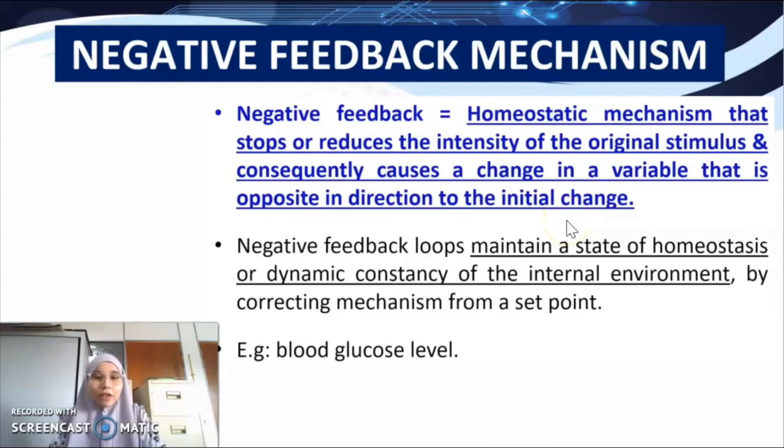For example, if our body temperature increases above the normal body temperature, our body will undergo a negative feedback mechanism to reduce the body temperature back to the normal level. If our body temperature is lower than the normal body temperature, our body will undergo a negative feedback mechanism in order to increase the body temperature back to the normal level. So the negative feedback loops maintain a state of homeostasis or dynamic constancy of the internal environment by correcting mechanisms from a set point. An example that you will learn in this chapter is blood glucose level.